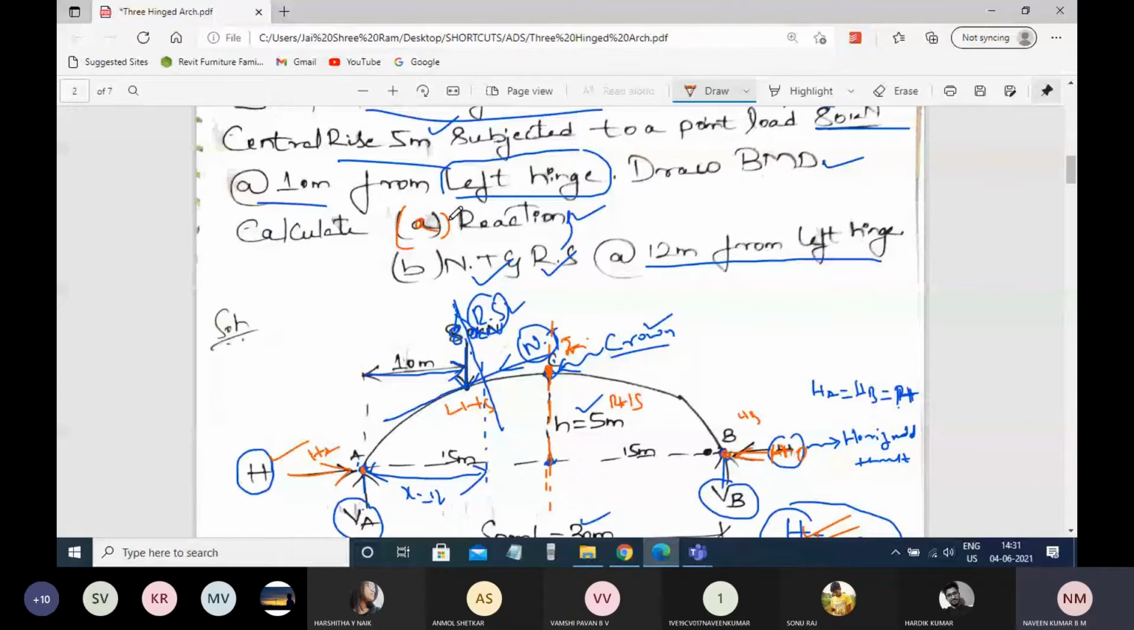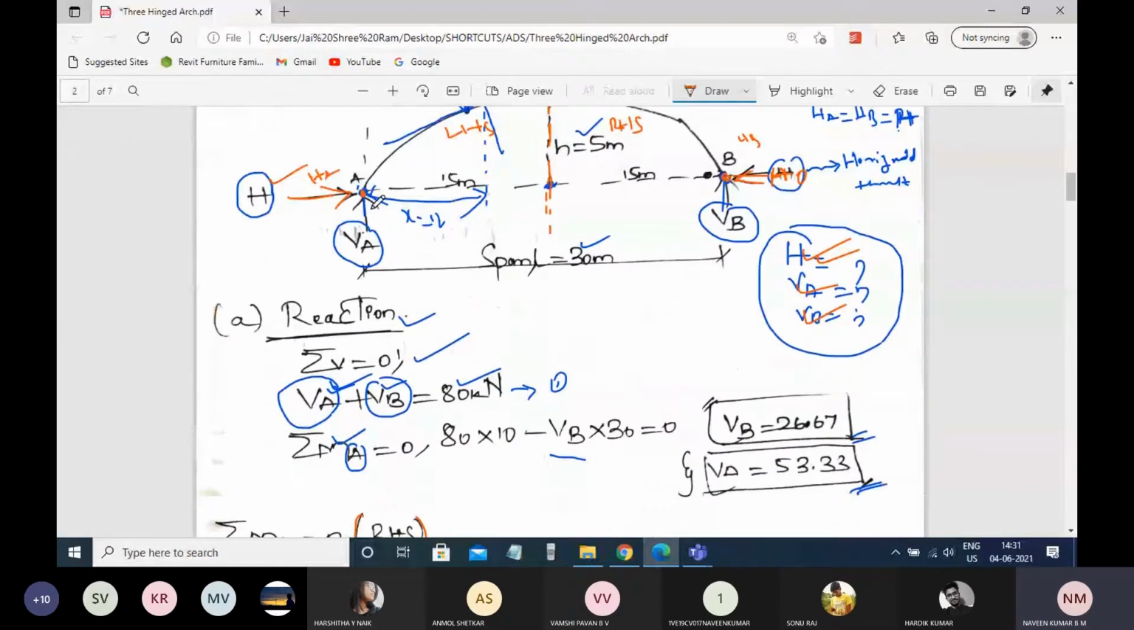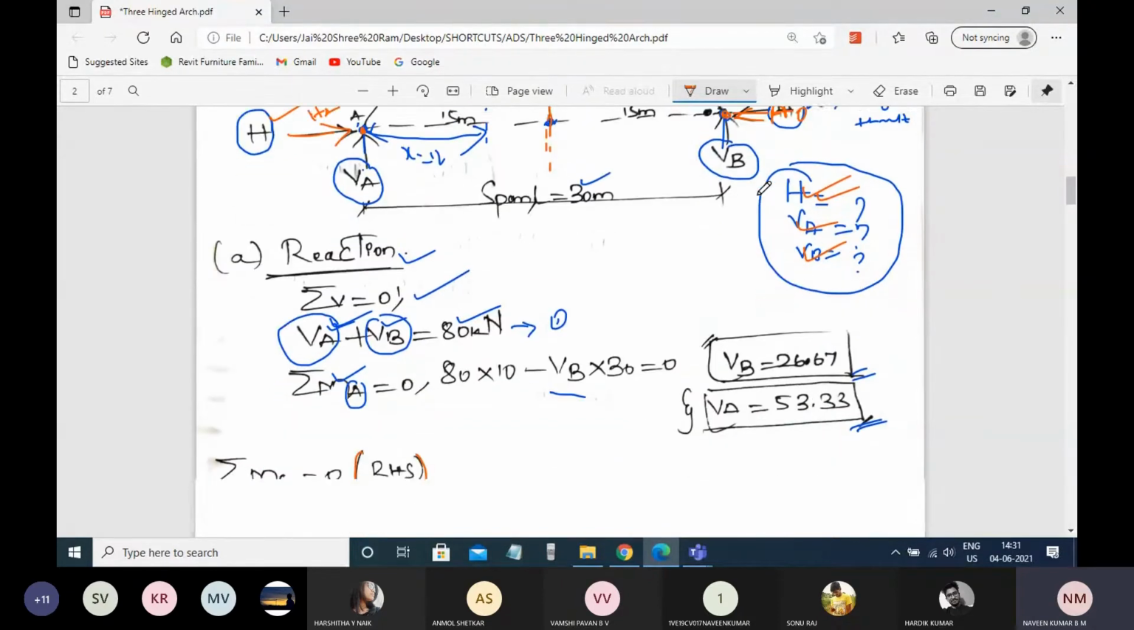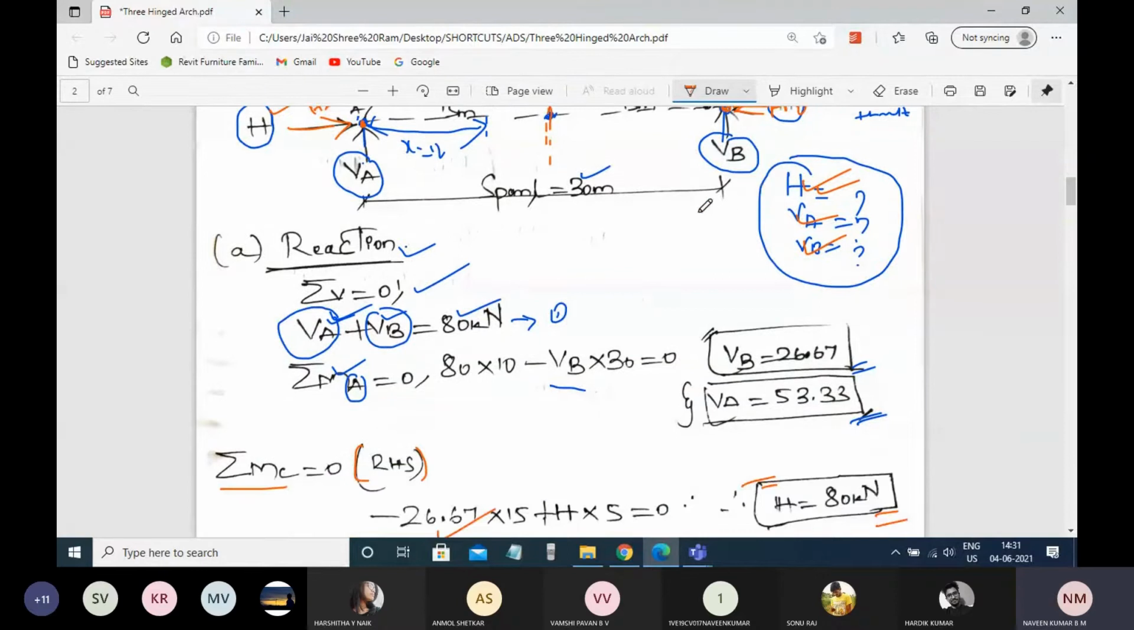So very easy. The only thing is you need to consider equations of equilibrium. First, summation V equals 0. Next, in order to find one particular unknown, you need to consider moment at any support, either A or B. So one unknown you are going to get, and that you directly substitute into this particular equation, and you will get both the unknowns.